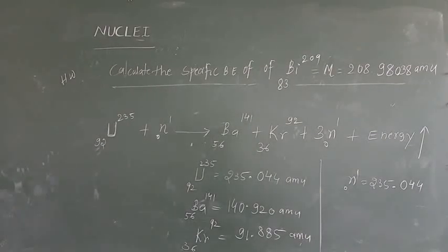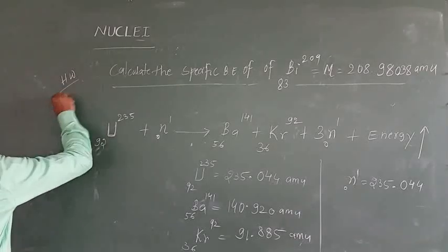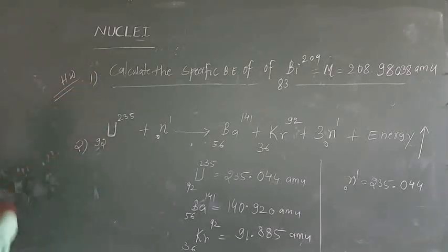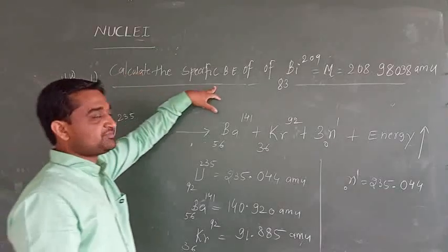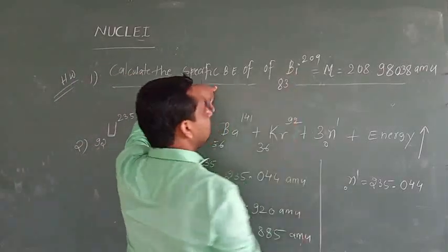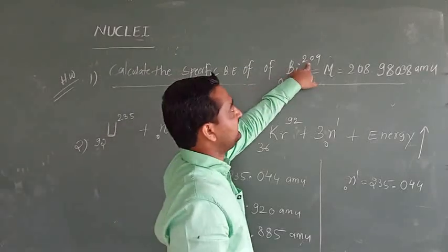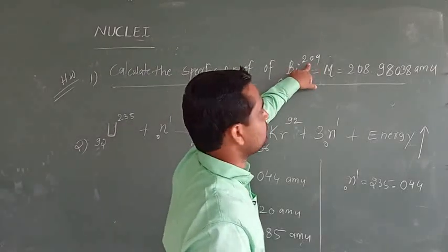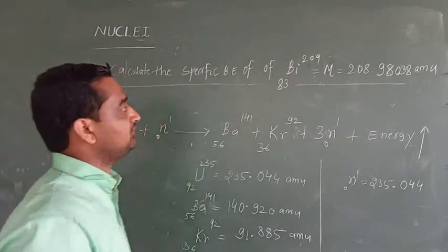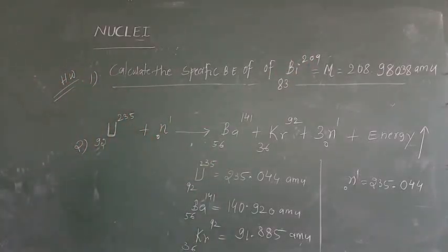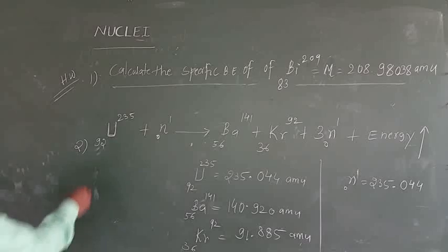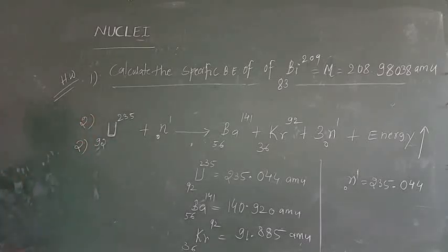Before winding up the class, note down these two homeworks. First, calculate the specific binding energy of the bismuth nucleus. Its atomic number is 83 and its atomic mass number is 209. You know the values of the mass of the proton and the mass of the neutron in terms of AMU.